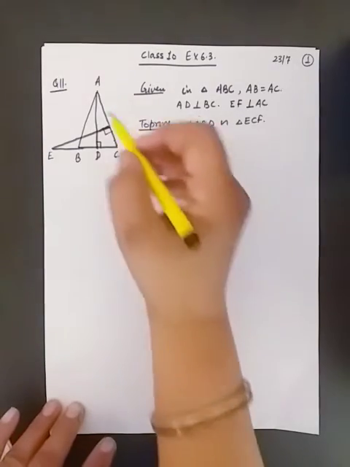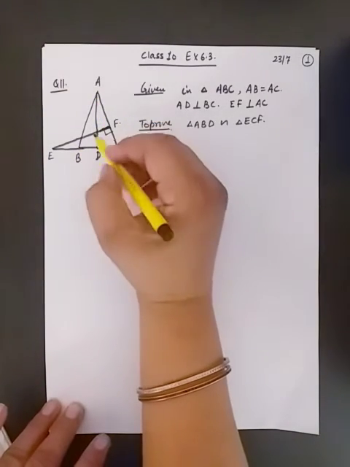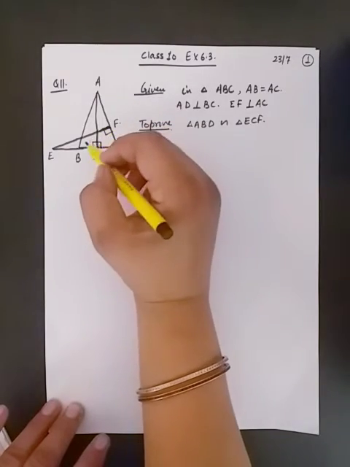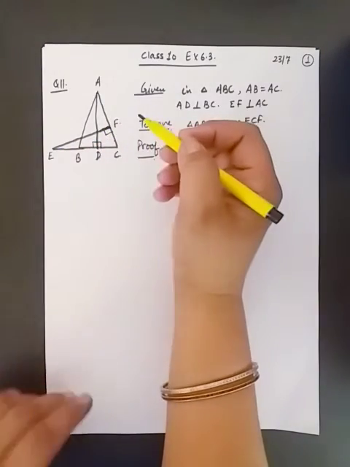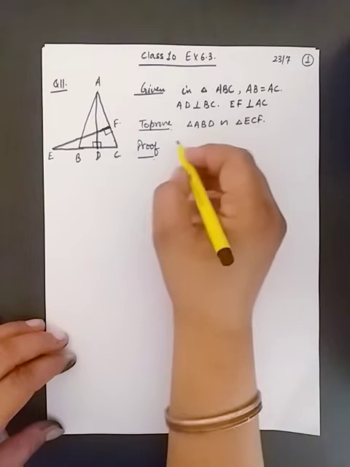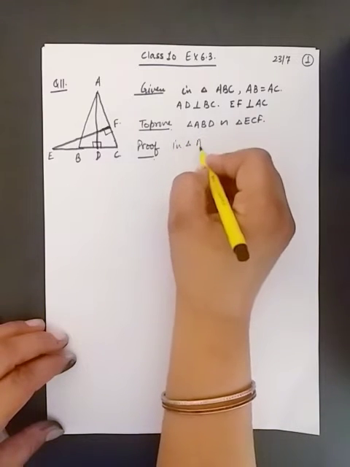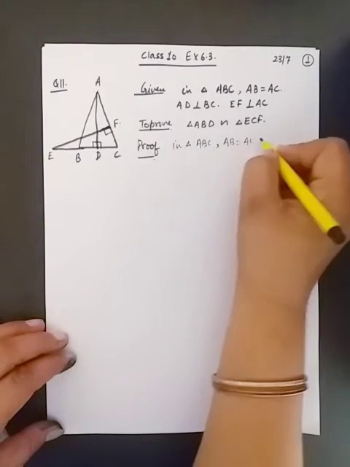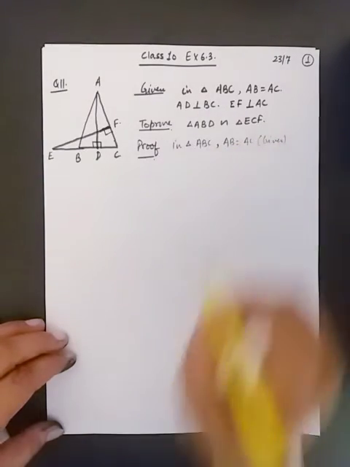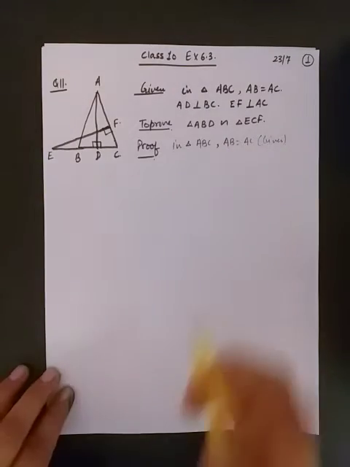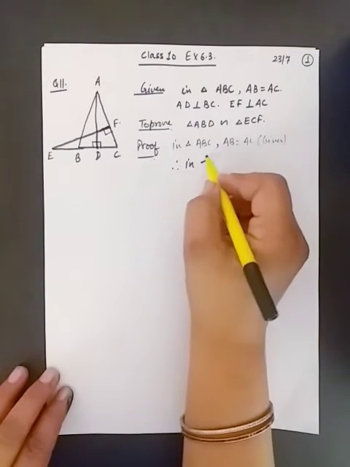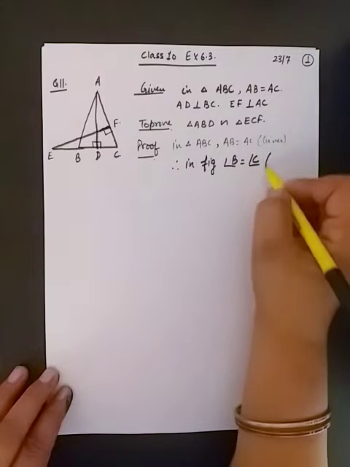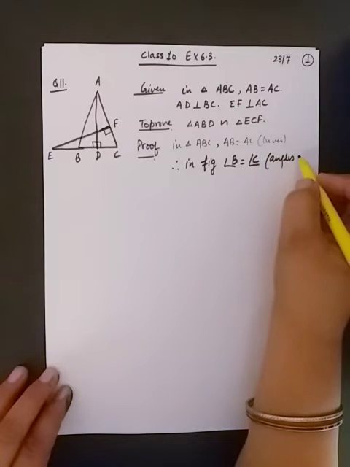Prove that triangle ABD is similar to triangle ECF. Now, in triangle ABC, AB is equal to AC is given. Therefore, in the figure, angle B is equal to angle C, angles opposite to equal sides.